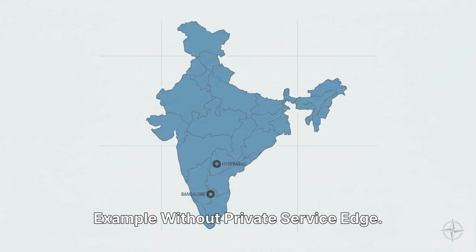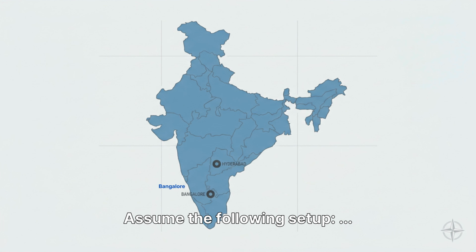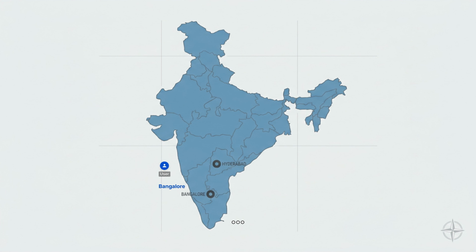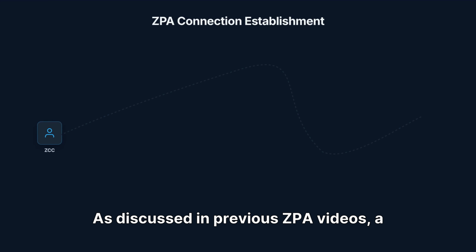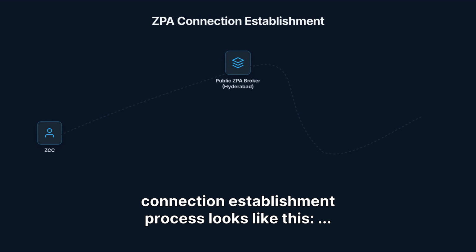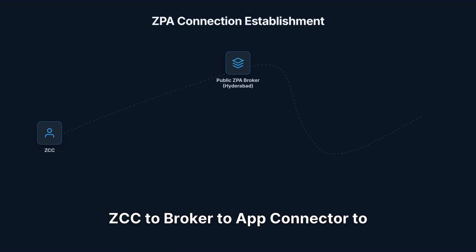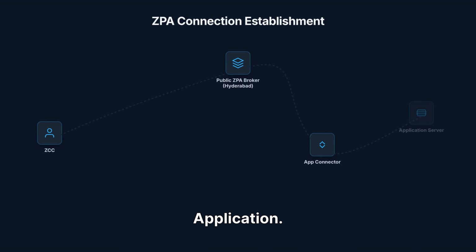Example without Private Service Edge. Assume the following setup. User location, Bangalore. App connector, Bangalore office. Application server, Bangalore office. Public ZPA broker, Hyderabad. As discussed in previous ZPA videos, the connection establishment process looks like this: ZCC to broker to app connector to application.